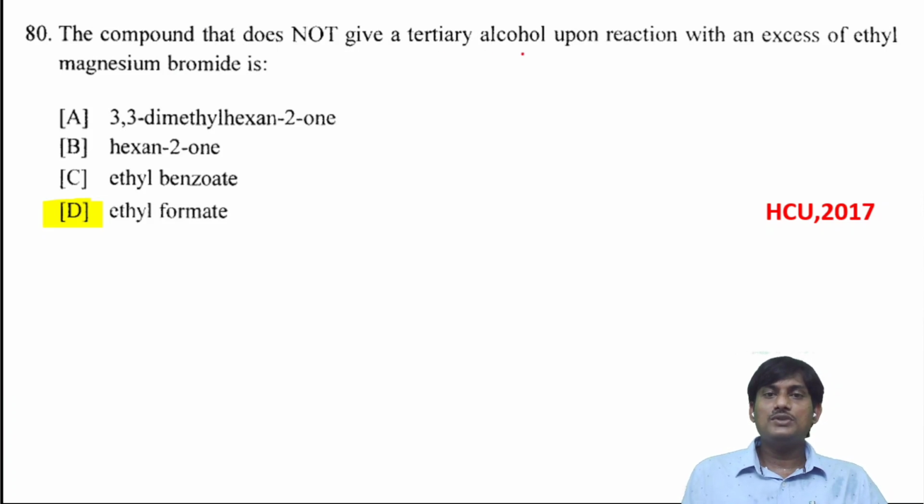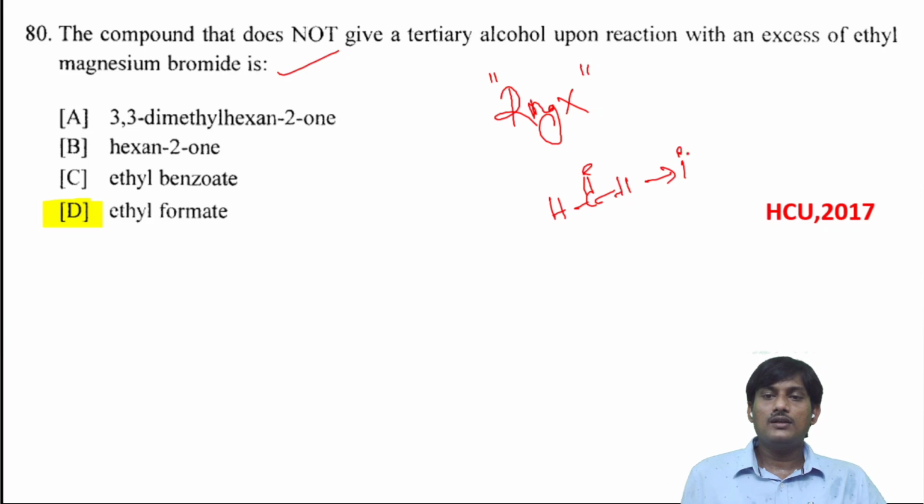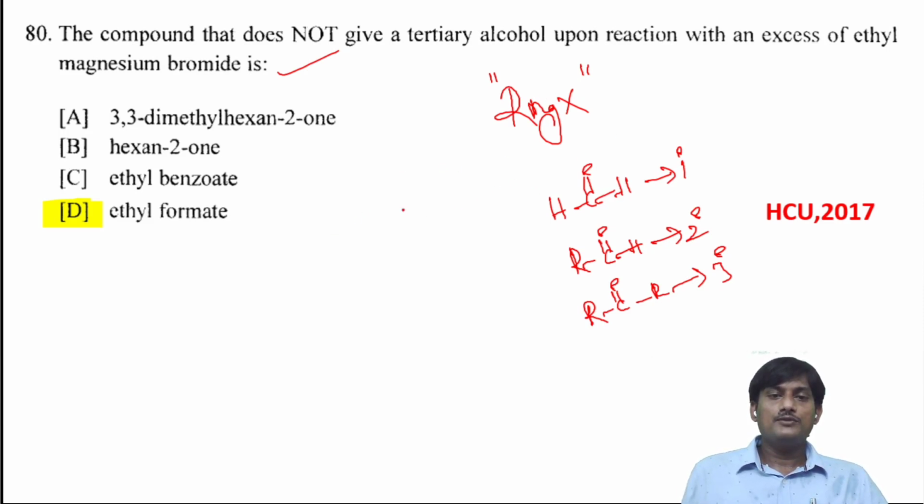Which compound does not give a tertiary alcohol upon reaction with excess ethyl magnesium bromide? When you treat alkyl magnesium halides with formaldehyde, this gives primary alcohols. If you take any aldehyde other than formaldehyde, this gives secondary alcohol. And the ketone gives tertiary alcohol with alkyl magnesium halide. And also formates: if you take formates, they give secondary alcohol, and the remaining esters will give tertiary alcohol.